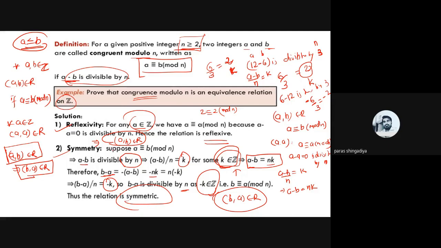ठीक है, so therefore we can say that b minus a is divisible by n as minus k belongs to Z, and therefore we can write b congruent a mod n. ठीक है, b minus a is divisible by n means b congruent a mod n, and what does it mean? ba belongs to the R. Clear? And that is required to say it is a symmetric relation. क्लियर? सो ab से हमने स्टार्ट किया था और ba पे हमने कंप्लीट किया. ठीक है, ab belongs to R है तो ba भी R के अंदर होना चाहिए. दैट इज द फॉर्म. ओके, गुड.